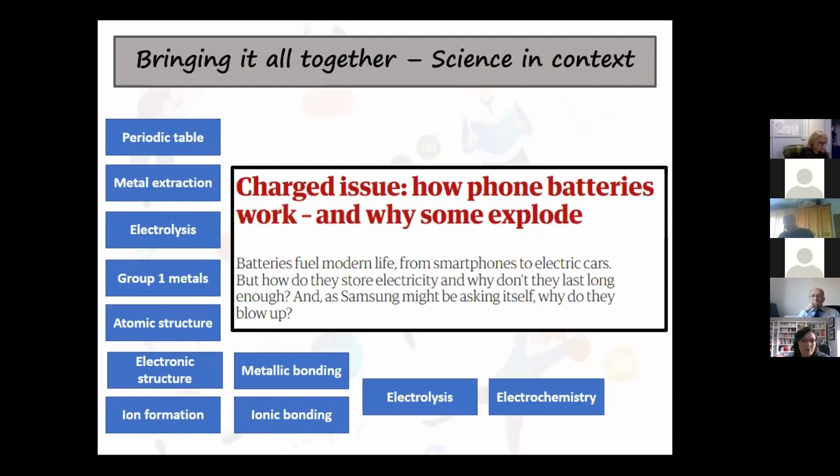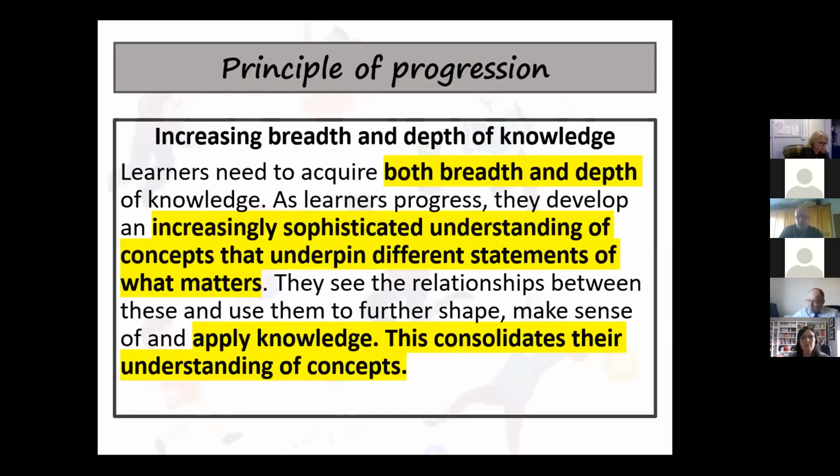So there's an awful lot of deep learning that has to happen to get to a point where we can understand and explain why and how some batteries explode. So going back to our principles of progression, increasing that depth and breadth. So we want both breadth and depth, so increasing sophistication and understanding of those concepts that underpin the different statements. We've got to be able to apply the knowledge. So there we've got an example of how we applied it to the battery to consolidate their understanding.